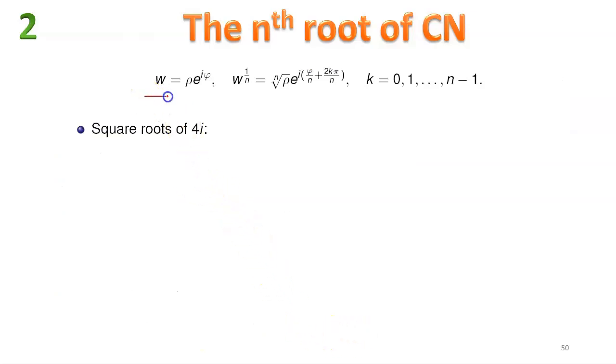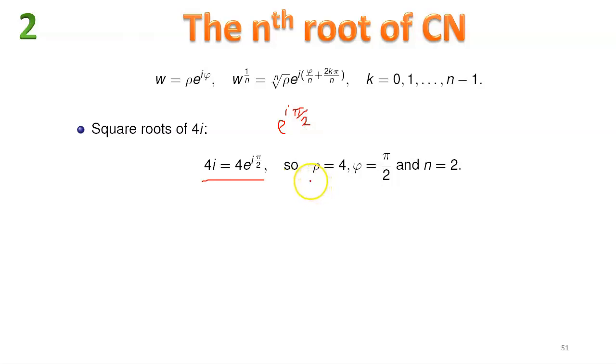Now we are going to explore this formula, and we are interested in finding the square root of 4i. So 4i in polar form can be expressed as 4 times e to the power i times pi by 2. E to the power i times pi by 2 we can write as cos of pi by 2 plus i times sine of pi by 2. Here rho is 4 and phi is pi by 2. As we are finding the square root, n is equal to 2.